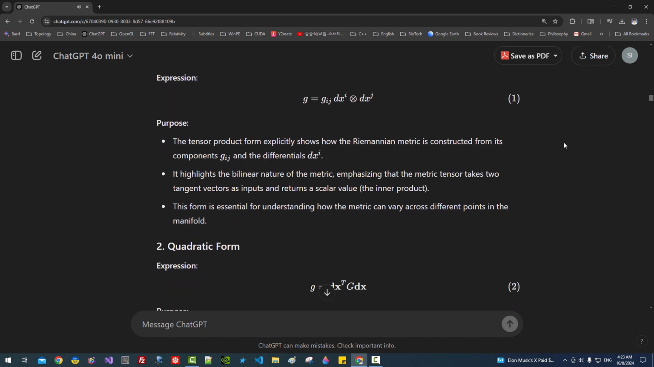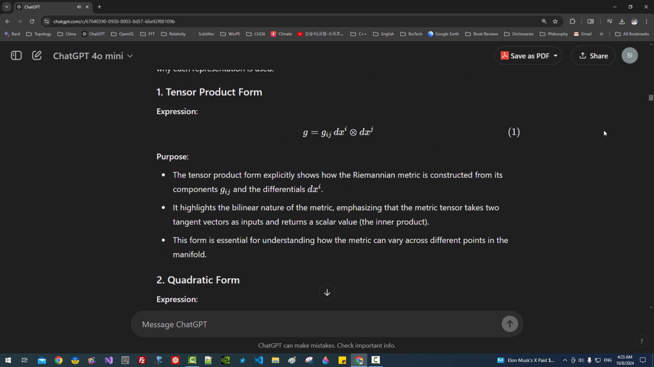1. Tensor product form. Expression: g equals g_ij dx^i tensor dx^j. Purpose. The tensor product form explicitly shows how the Riemannian metric is constructed from its components g_ij and the differentials dx^i. It highlights the bilinear nature of the metric, emphasizing that the metric tensor takes two tangent vectors as inputs and returns a scalar value, the inner product. This form is essential for understanding how the metric can vary across different points in the manifold.